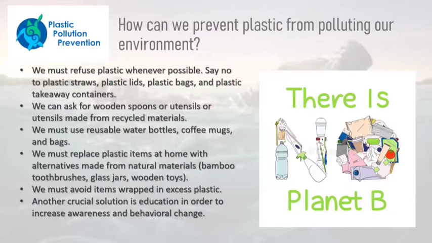How can we prevent plastic pollution? We can use various small and easy methods to overcome this huge and dense problem. We must refuse plastic whenever possible, say no to plastic straws, plastic lids, bags, and takeaway containers. We can ask for wooden spoons or utensils made up of recycled materials. We can use reusable water bottles, coffee mugs, and bags. Some retailers also give discounts if that is done by customers.